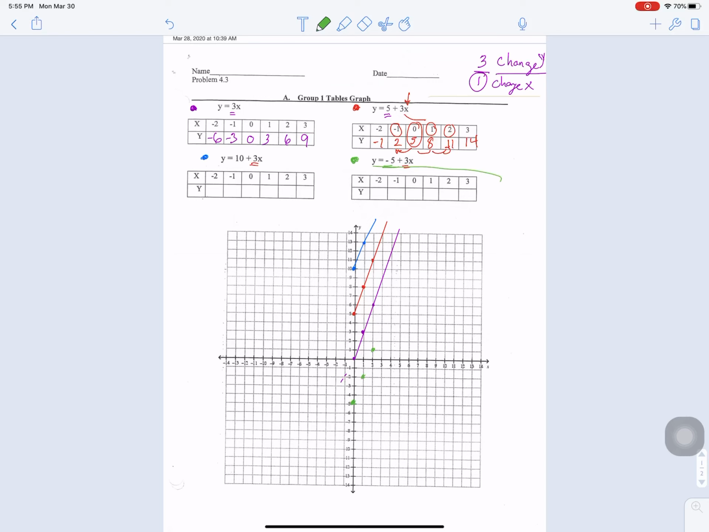Now you guys are going to fill in these tables, but you can see what the pattern is. And if my lines are good, they're all going to be parallel. All right, that's it for now.